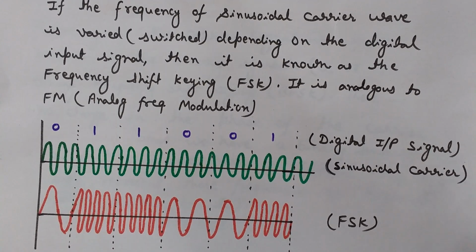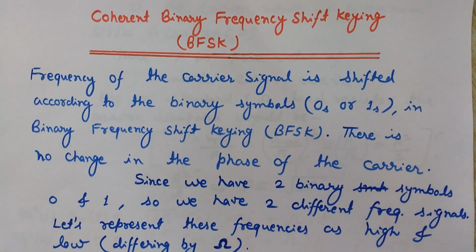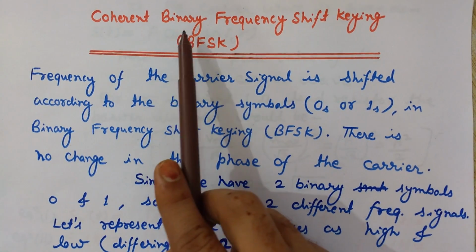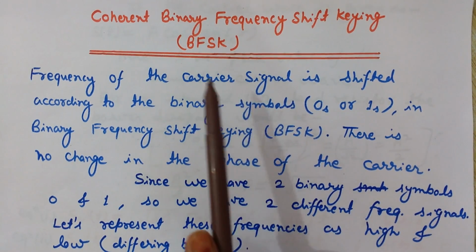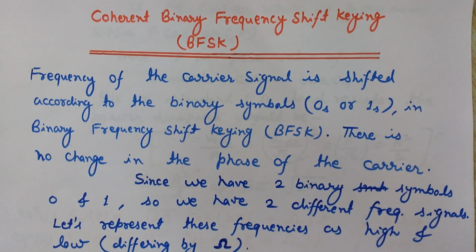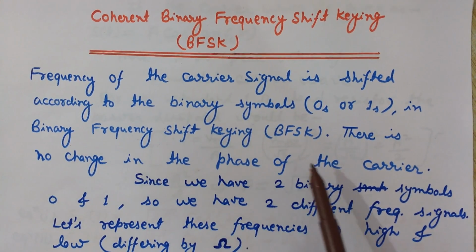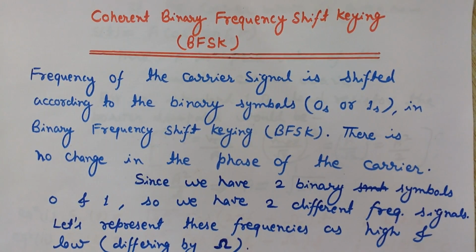So now we understand the basics of FSK. Now it's time to understand the coherent binary frequency shift keying, BFSK. As I told you, binary means 2. Here we are using 0 and 1 at the input end as the modulating signal, so it is called binary. And in binary frequency shift keying, since we vary the frequency of the carrier wave according to the binary symbols, and there are only two types of binary symbols here, 0 and 1, we get two types of frequencies in the waveform of BFSK.